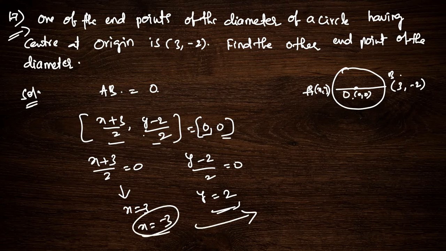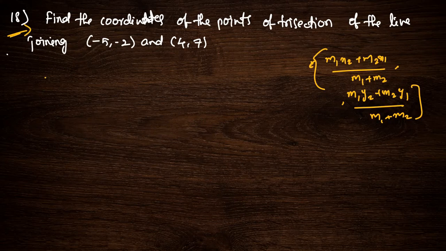So these are the two answers. Now moving to the next question, the 18th one. Find the coordinates of the points of trisection of the line joining these two points A and B. Here is the line joining A and B. Now P and Q we let here, and we have to prove that AP is equal to PQ is equal to QB. Okay. Now here we have to use this trisection formula to find this one.